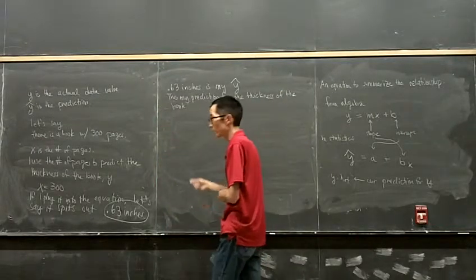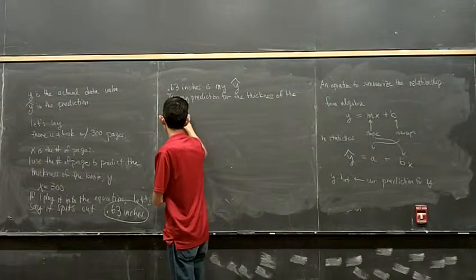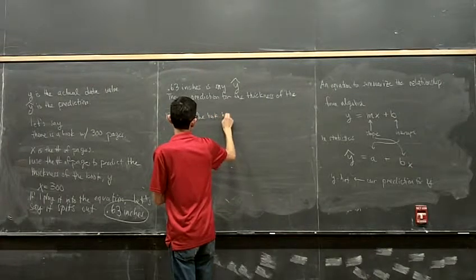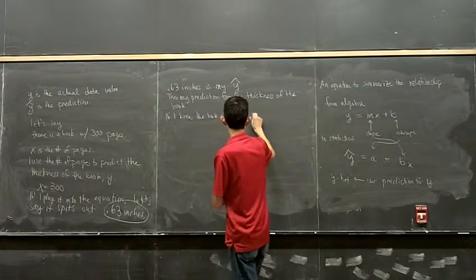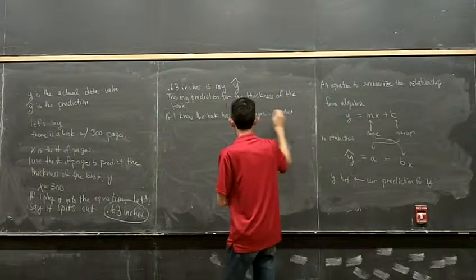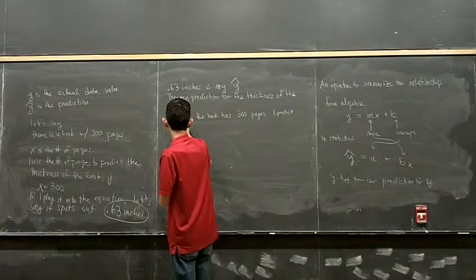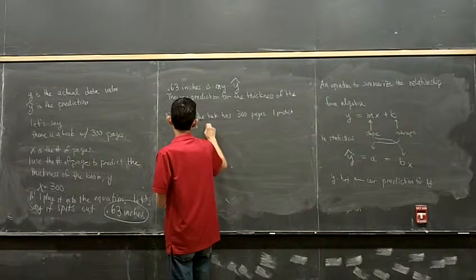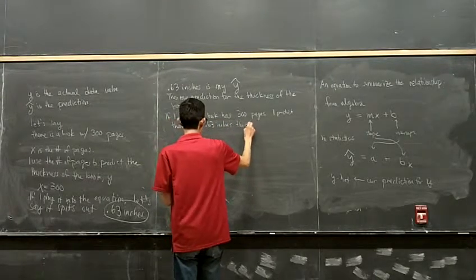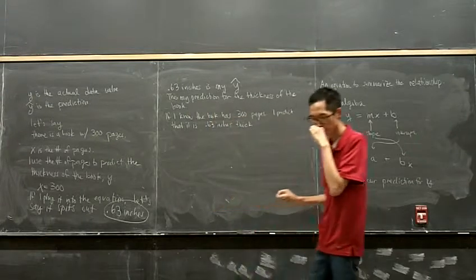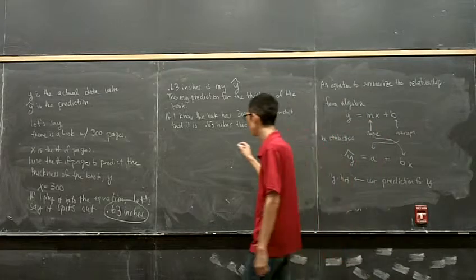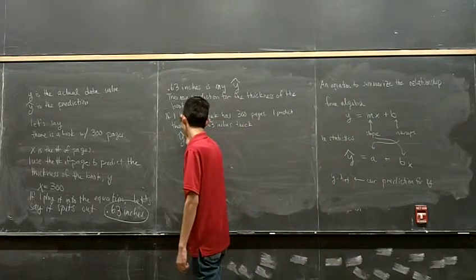And basically my line of reasoning is, if I know the book has 300 pages, I predict that it is 0.63 inches thick. Okay. And so y hat is equal to 0.63.